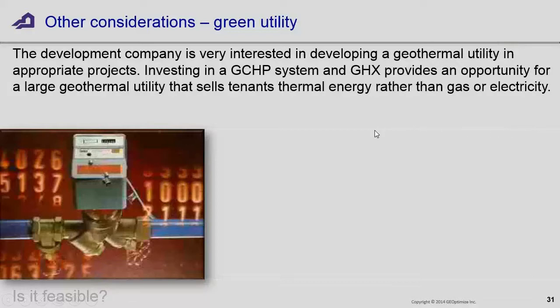Whether it's financed by the owner or by somebody else, that kind of model can certainly help make it more feasible. Capital cost is a big deal. If you can work with financing agents, whether it's a bank or a utility or whatever, that can make it more feasible.